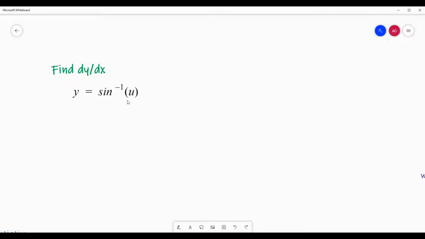Okay, so the math dealer here, and today I'm going to show you how to find the derivative of an inverse trig function. The question would be, find dy/dx if y is equal to the inverse sine of u. And of course, u is a function in terms of x, so I don't want you to freak out about that.